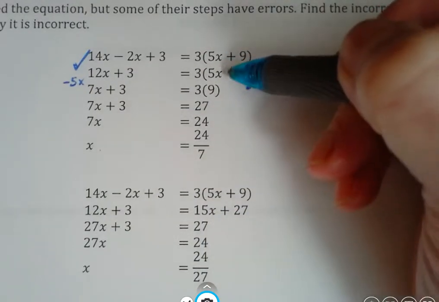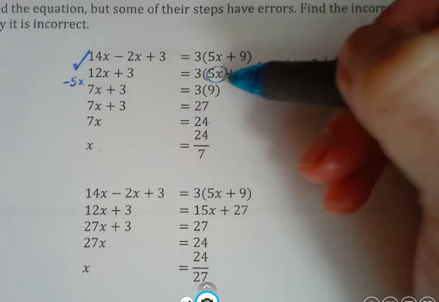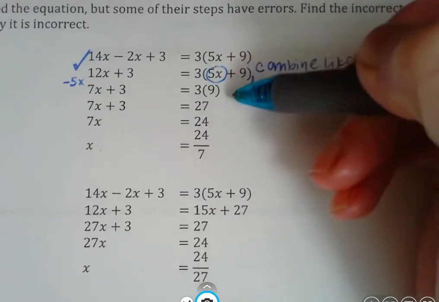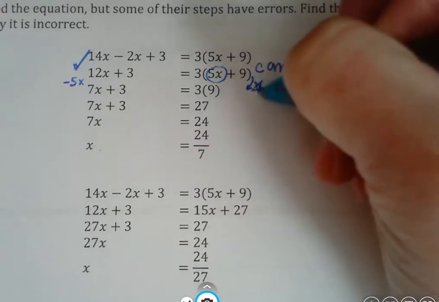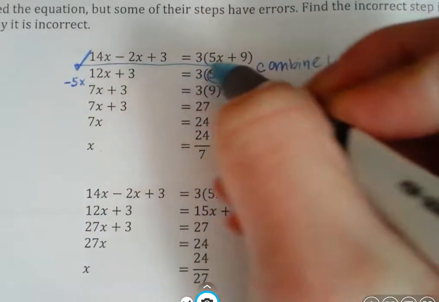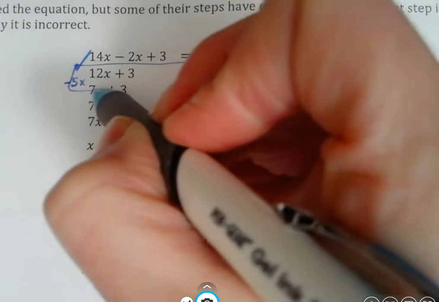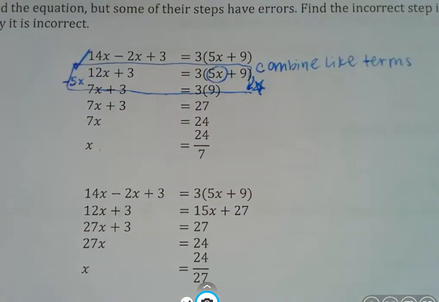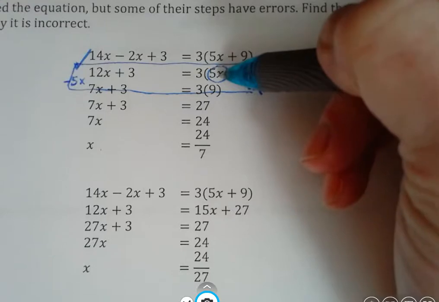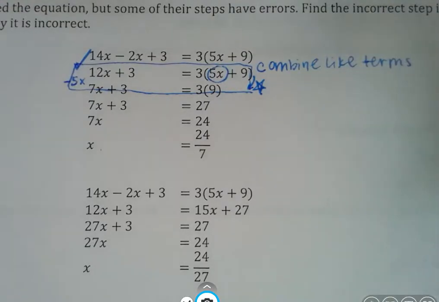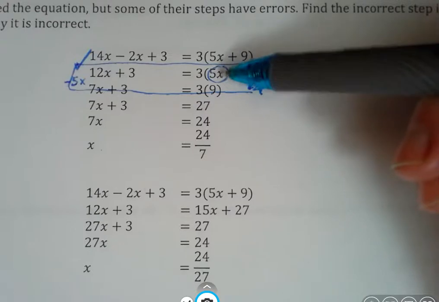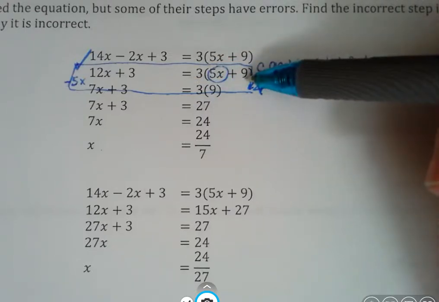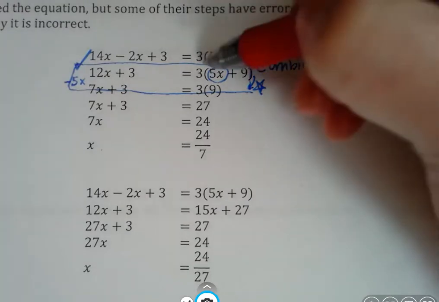Now, if you look here, the 5x did disappear because now I've only got 3 times 9. This is showing an error. So there is an error on this step. You cannot just start pulling numbers out of parentheses. If we take a look at what was actually supposed to happen here, the 3 was supposed to distribute to the 5x and to the 9. This should be a distributive situation.